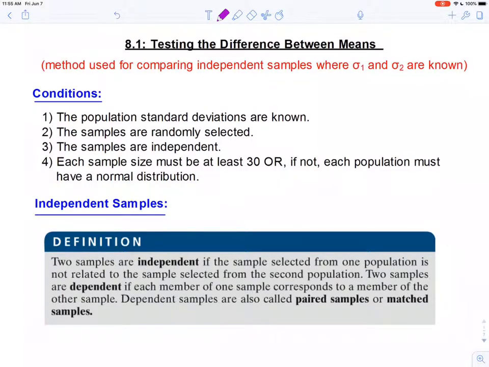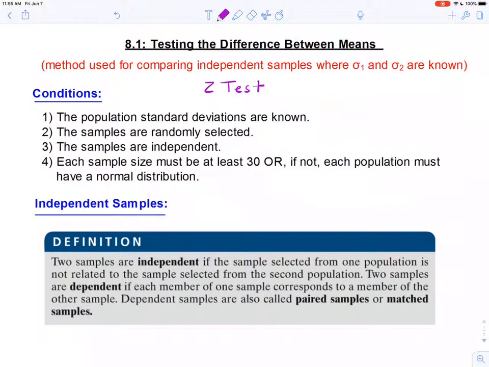Now we're going to see a few different tests that we can use to test for the difference between means. We're starting here with what's called the z-test. And what's going to be really important for you in Chapter 8 is knowing when to use each test.